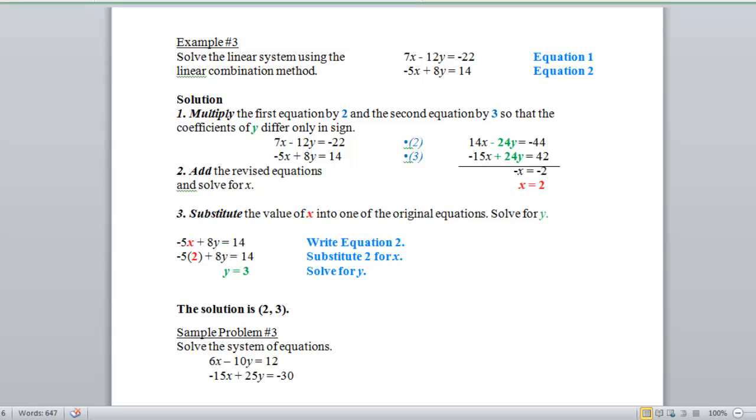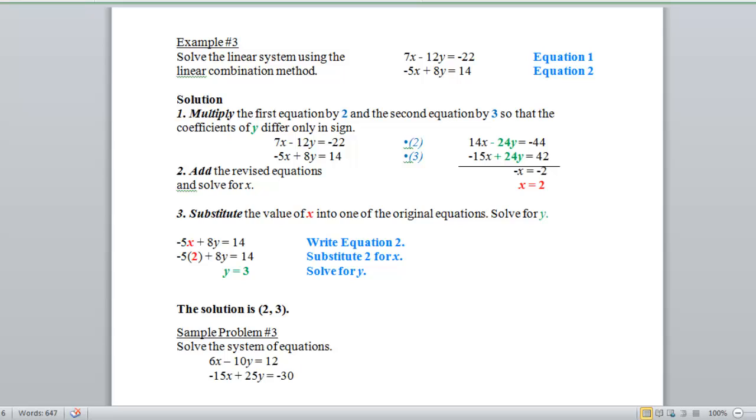So you can see here in example number 3, sometimes what's going to happen is that the coefficients are going to line up to a point where you can't just multiply one of them to create that opposite coefficient. You're actually going to have to multiply a term to both equations, and it's obviously not going to be the same term. So what we're going to end up having to do is figure out what two terms need to be multiplied so that we can create those opposite coefficients.